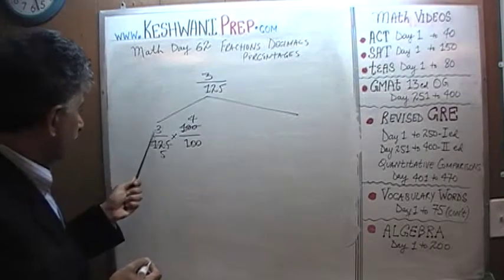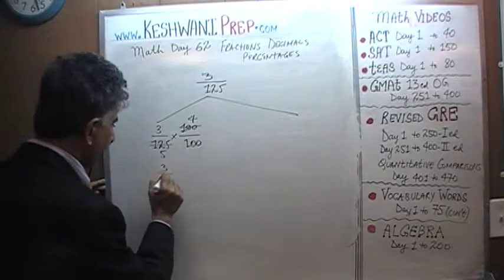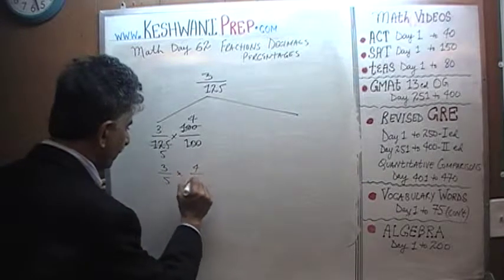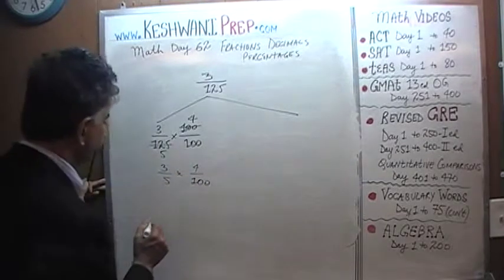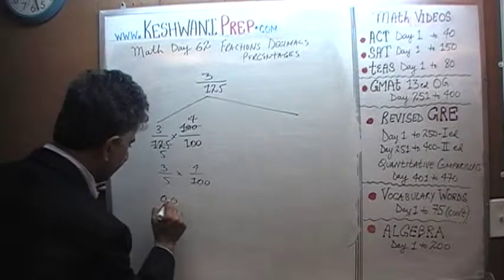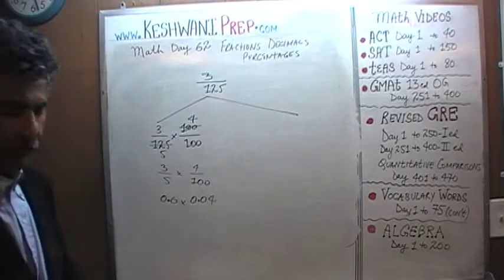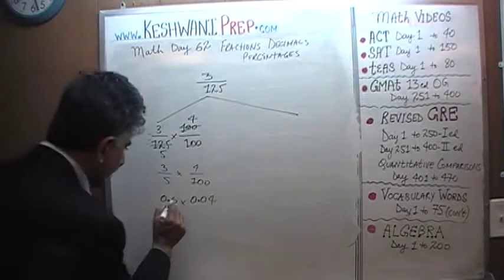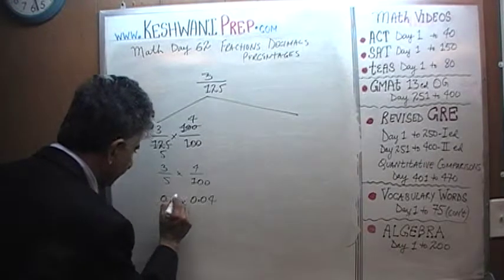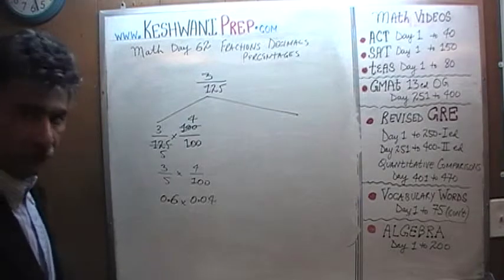So far so good. So we end up with 3/5 times 4 over 100. We're almost there. 3/5 is just 0.6, and 4 over 100 is 0.04. We're almost there, as I said. So we end up with 0.6 times 0.04.